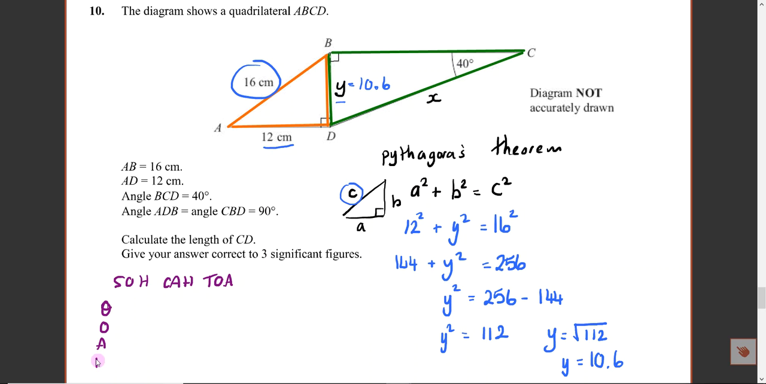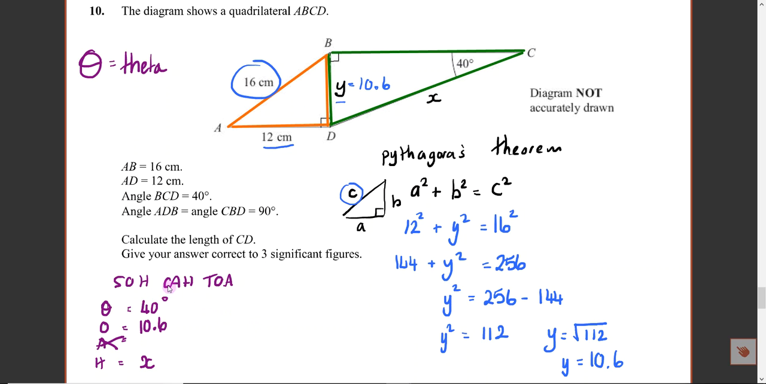Theta, opposite, adjacent, hypotenuse. Why is it theta and not angle? I'm using sine. So theta is just the letter that I give it. This symbol is called theta, just like a Y is a Y and it's a Greek letter. So what is theta? 40. What's the opposite side? 10.6. What's the adjacent side? Unknown, and do I want to know it? No. The hypotenuse is x.